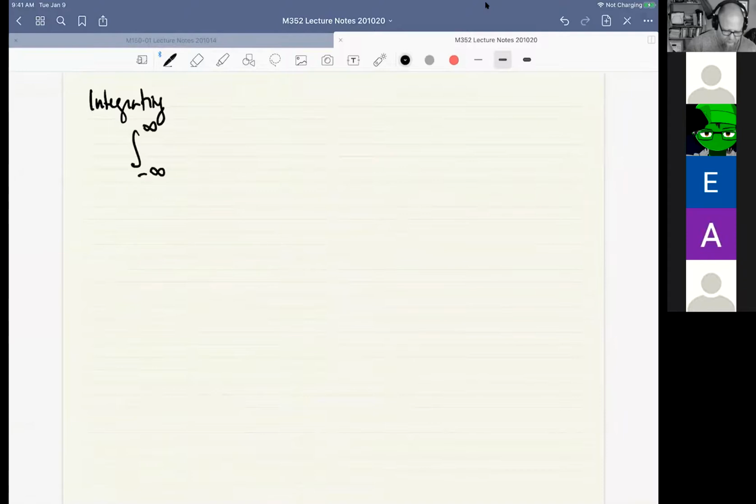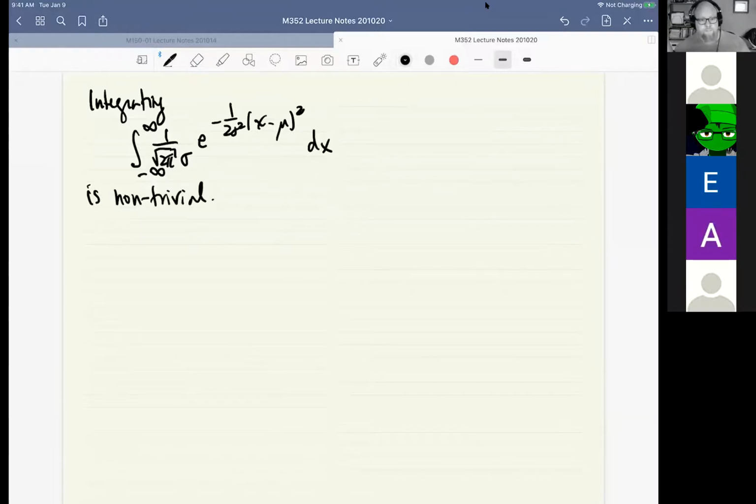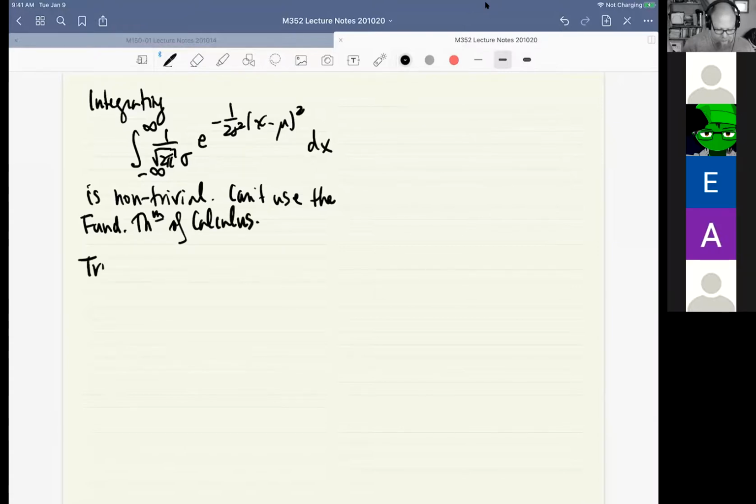Integrating this function. Oh God, I don't even want to write it anymore. It's non-trivial. It's hard to integrate. You can't use the fundamental theorem of calculus. Okay, so there are tricks. And I'm aware of two tricks.